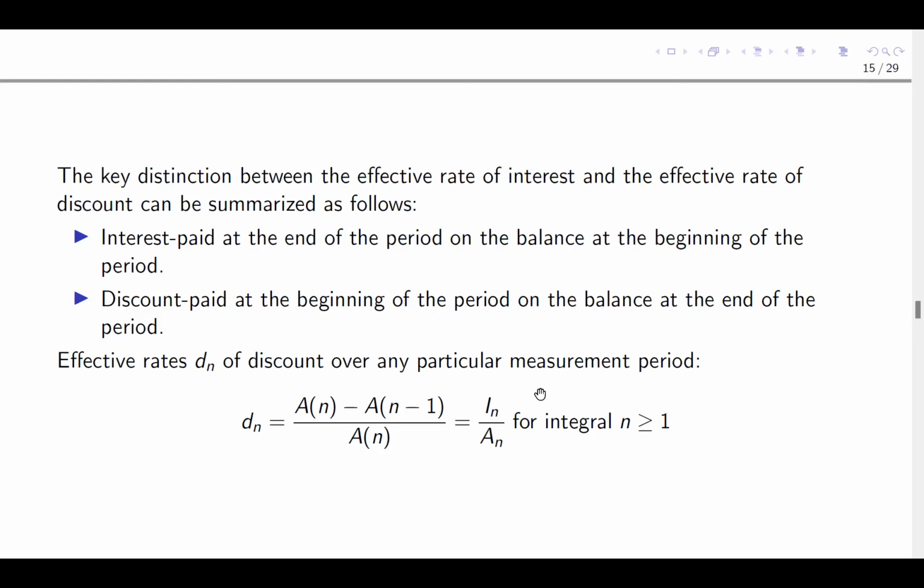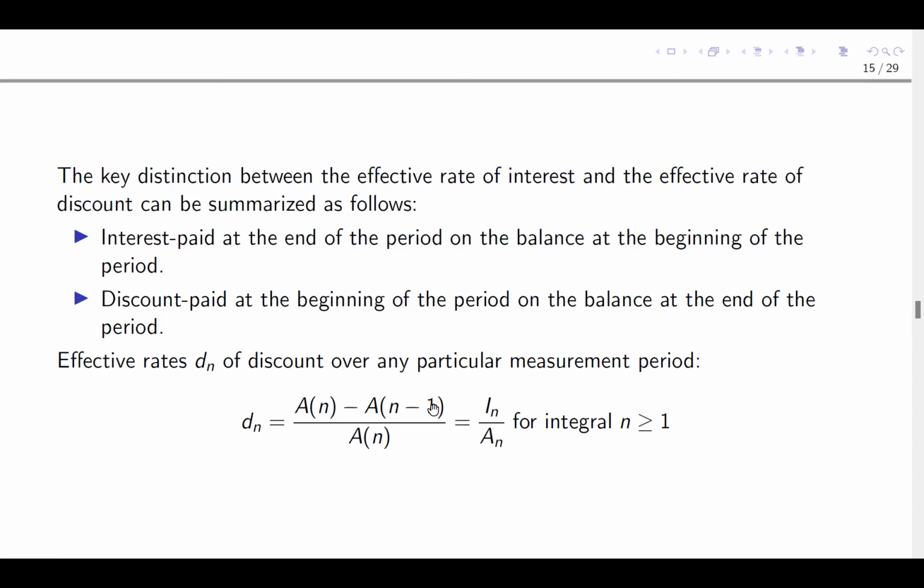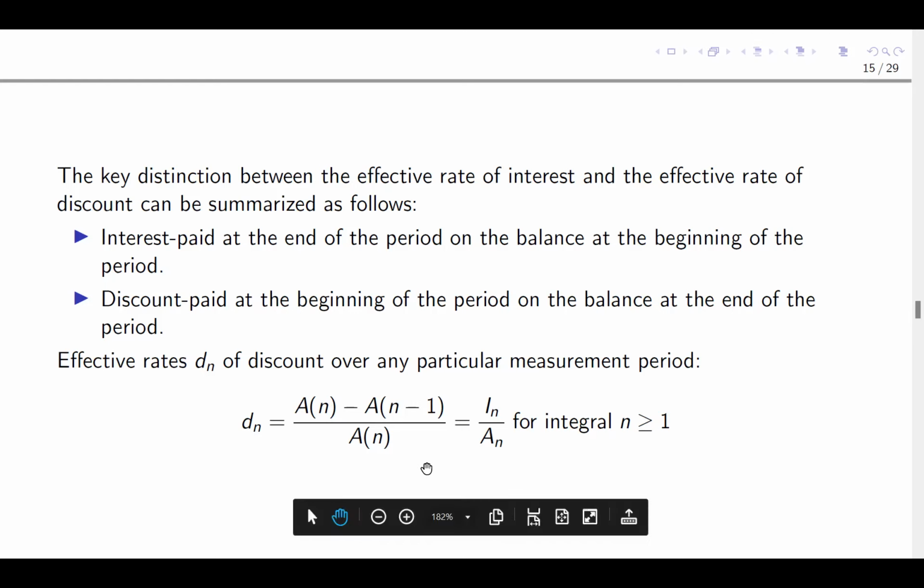Effective rates of discount over any particular period, the formula is given as this. So you realize that is the difference in this amount of discounts. The value of the investment at the end of the period minus the value of the investment at the beginning of the period, all divided by the value of the investment at the end of the period.